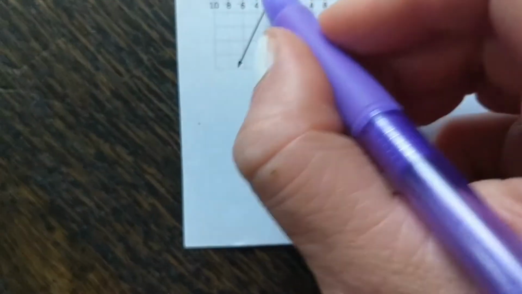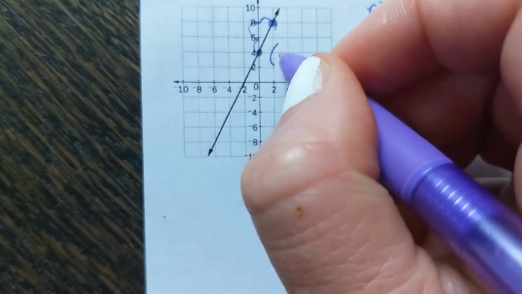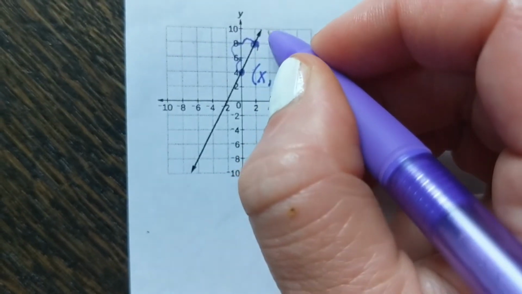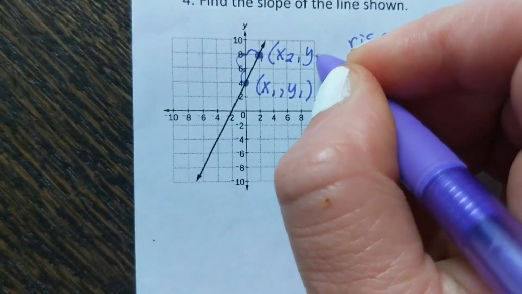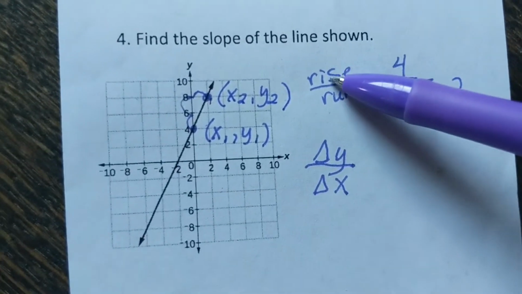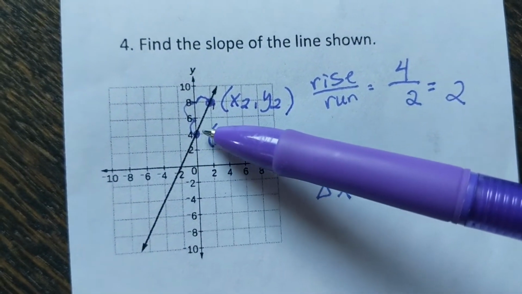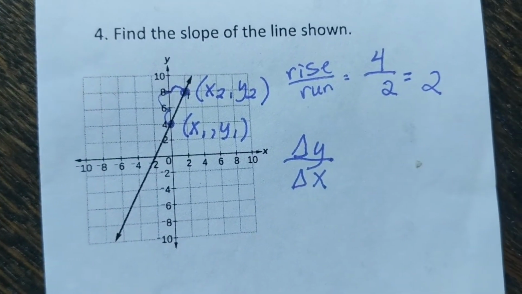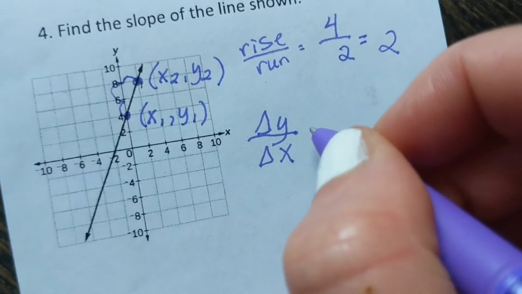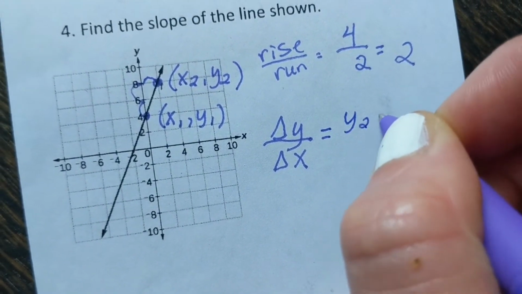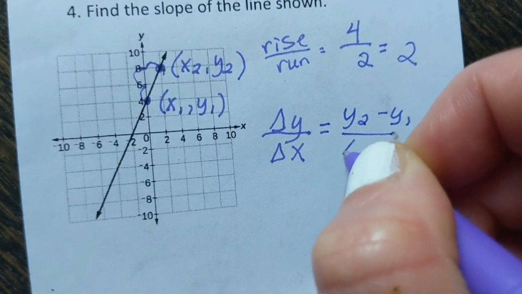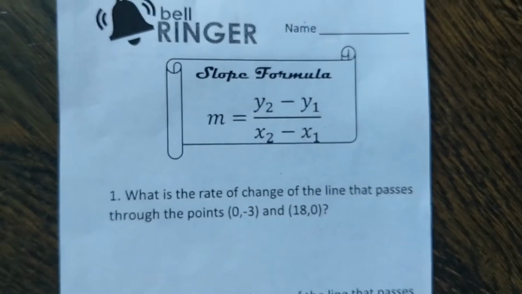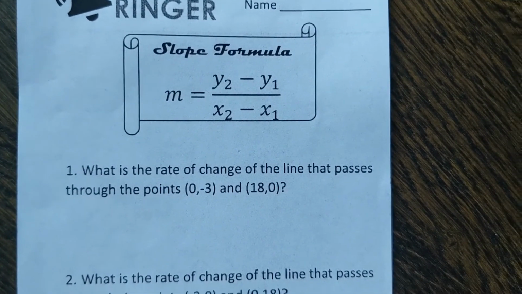If you have 2 points, let's call this one point 1. I could call this x1, y1, and my second point, I can call it x2, y2. Okay, so the way that I found the rise, the change in y, is I found the difference between y2 and y1. I subtracted. So another way to rewrite this formula is y2 minus y1 divided by x2 minus x1. And that's the exact formula that we're going to be using for the next couple examples here.